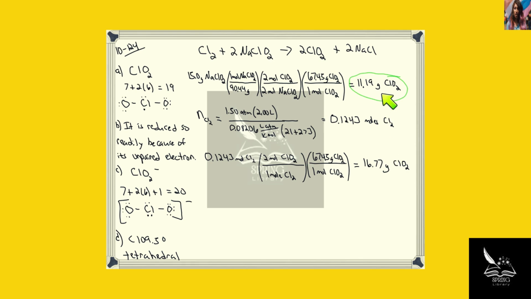This is more than what can be created from the 15 grams of sodium chlorite. Therefore, this smaller amount, 11.19 grams, will be the mass of the product that will be created, and our sodium chlorite ends up being the limiting reactant.